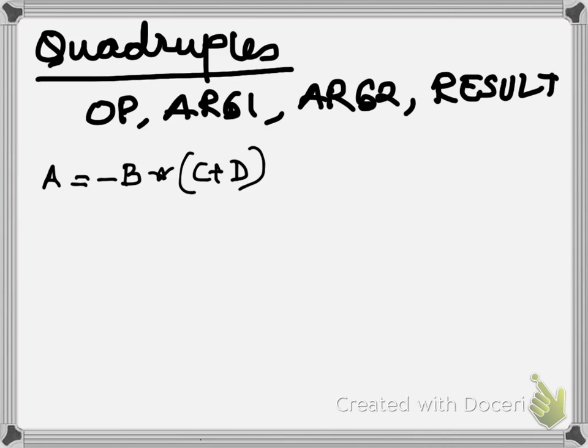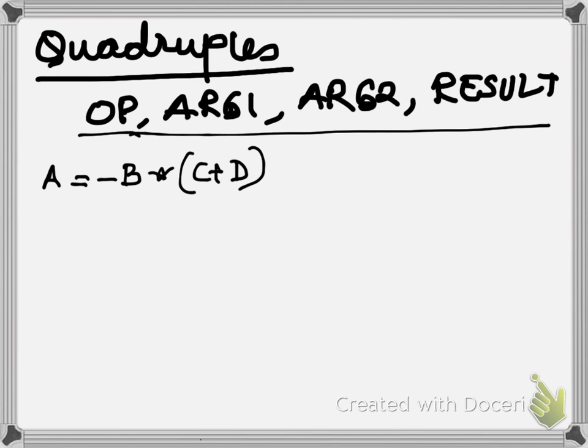In a quadruple, it consists of a 4-field structure. So what is the structure of a quadruple? It has 4 fields. The first is for the operator, the second is for the first operand, the third is for the second operand, and the last one is for the result. We may have different opcodes for different operators, like different opcodes for integer addition and floating point addition.